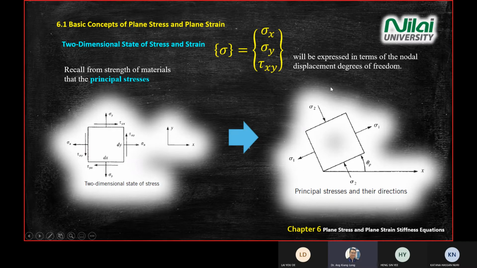Later I will show you which one. So at the moment, you just take note what is important for chapter 6. Chapter 6, stress 1, stress 2, and angle of the principle, right? Of these two principles.